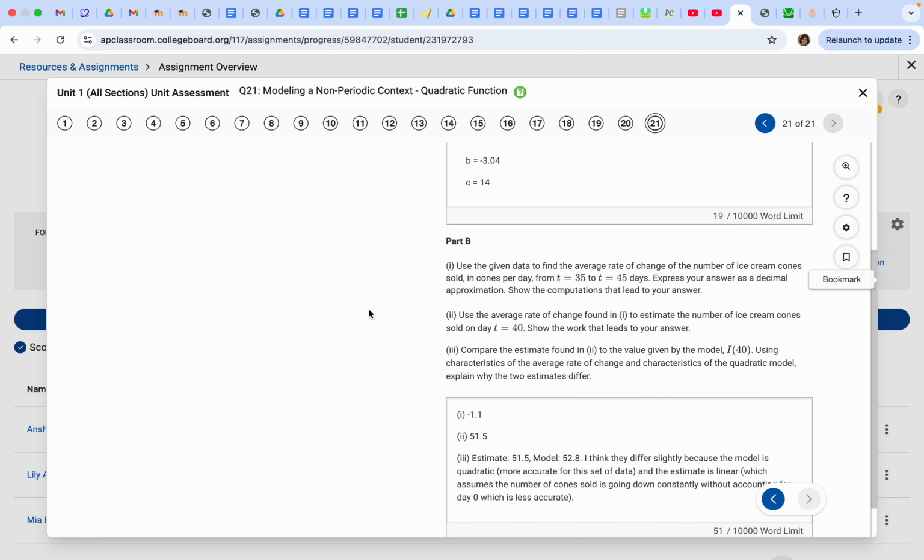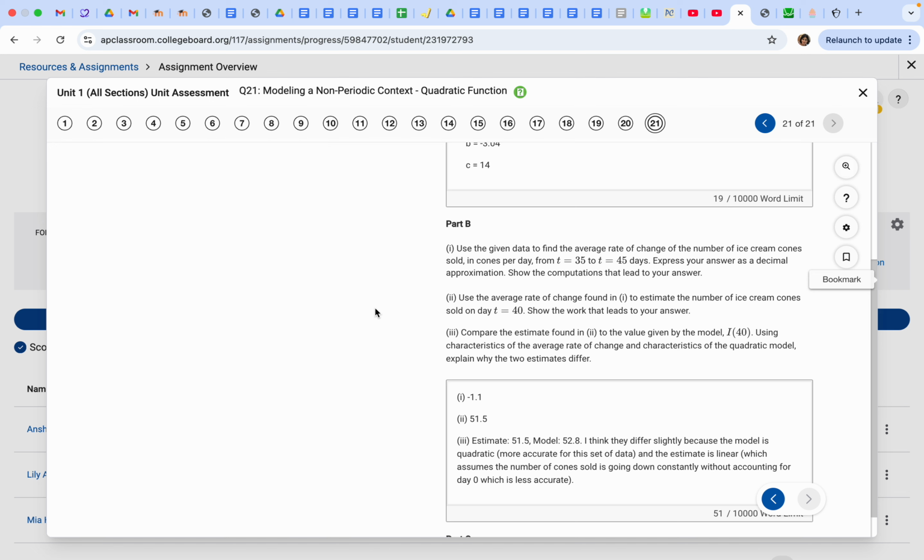But I would have read this all before I started. I'm skipping over that. It says use the given data to find the average rate of change between 35 and 45. Express this answer as a decimal approximation. Show your computations. So that obviously is something we have to write out, and we can't necessarily just use the calculator.